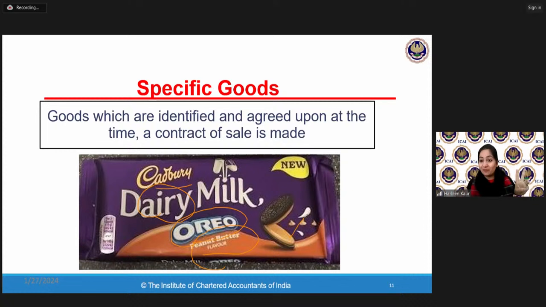Badi exclusive chocolate uthaiye aapke liye taki bahut zyada specification ho paaye, varna normal Dairy Milk to aapko mili jaane thi market. So here both these students Tambeshwari and Lakshmi are being very specific.